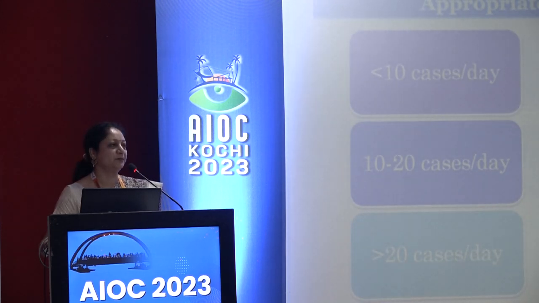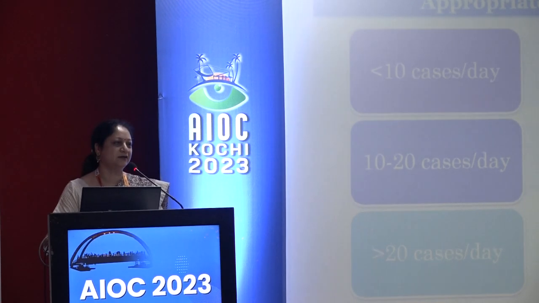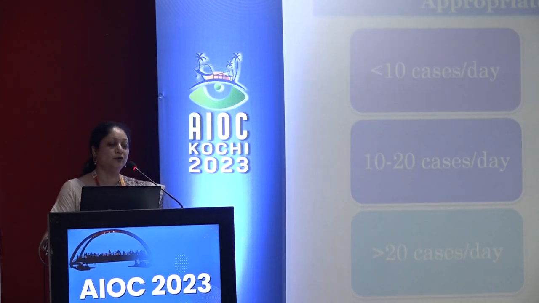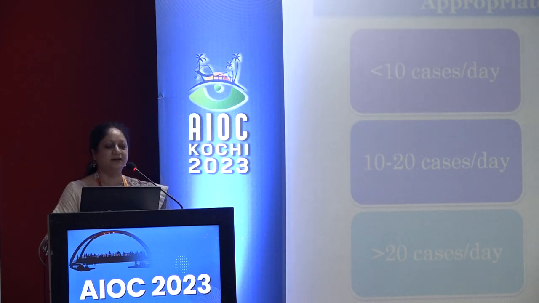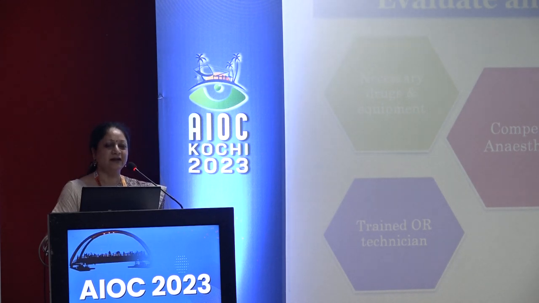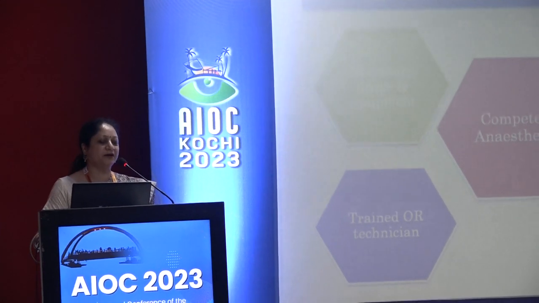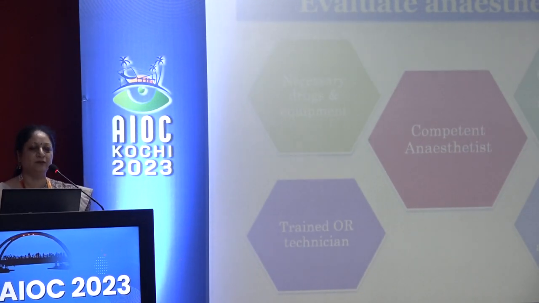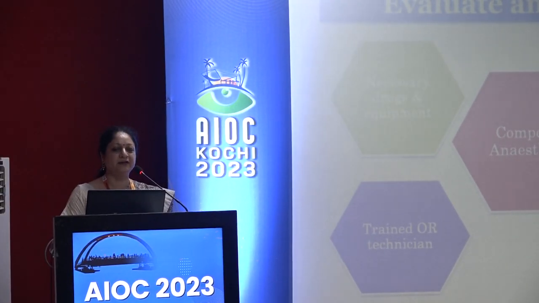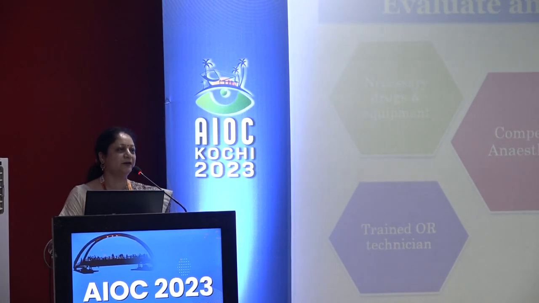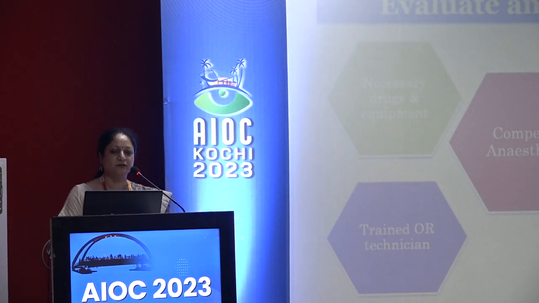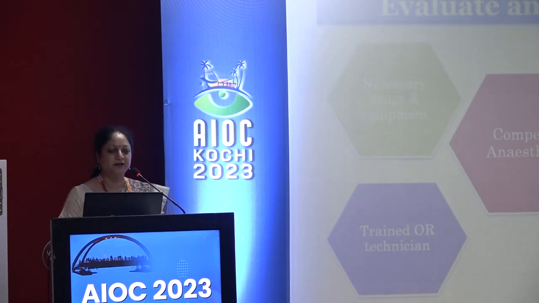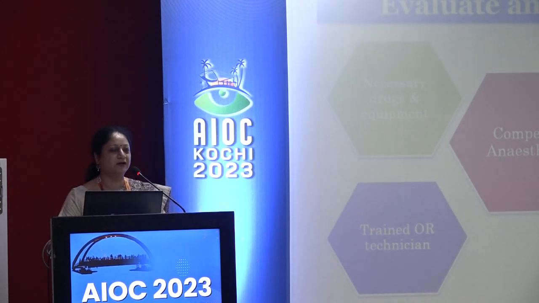Appropriate staff metrics should be there, because each staff member has to be paid by the hospital. If there are fewer than 10 cases per day, it is recommended that one OR is sufficient; 10 to 20, two ORs; and if there are more than 20 cases, then more than two ORs can be used effectively. And of course, a competent anesthetist is required, with trained OR technicians, to manage more than one OR, along with the necessary drugs and equipment, a good quality machine, and a resuscitation cart. They will help a long way to tackle complications also. And the anesthetist and the technician can evaluate the patient preoperatively in the OR and after the surgery also.